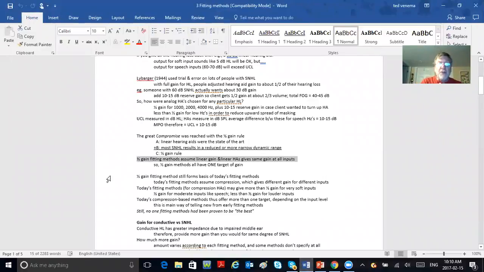Half-gain fitting method still forms the basis of today's fitting methods. Today's fitting methods assume compression, which gives different gain for different inputs. Today's fitting methods for compression hearing aids may give more than half gain for soft inputs, half gain for moderate inputs like speech, and less than half gain for loud inputs. Today's compression-based methods thus offer more than one target, depending on the input level.